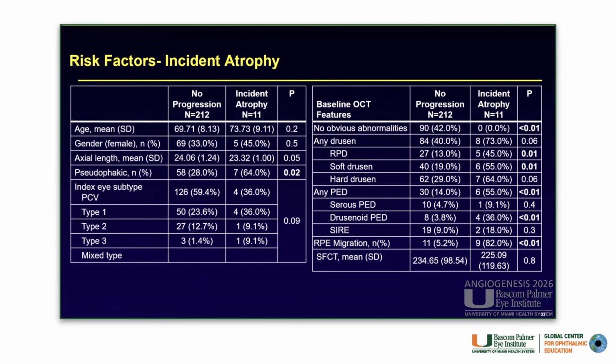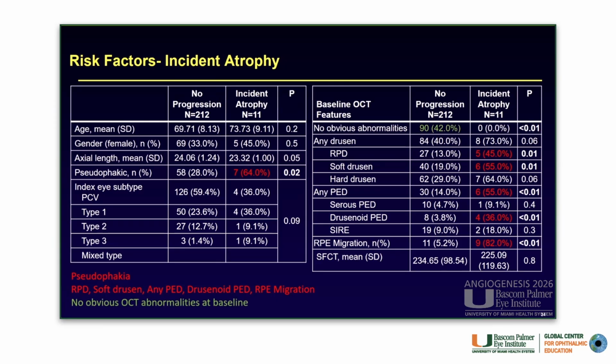Moving on to incident atrophy. That shows you those features associated with increased risk. These include pseudophakia, RPD, stippled drusen, any PED, drusenoid PED, and RPE migration. Note that the subtype of PED for the incident atrophy are somewhat different from that in the MNV. And again, if there is a normal OCT at baseline, this appears to be protective.